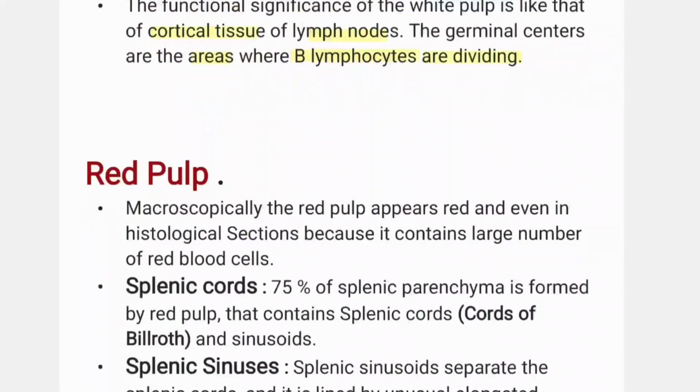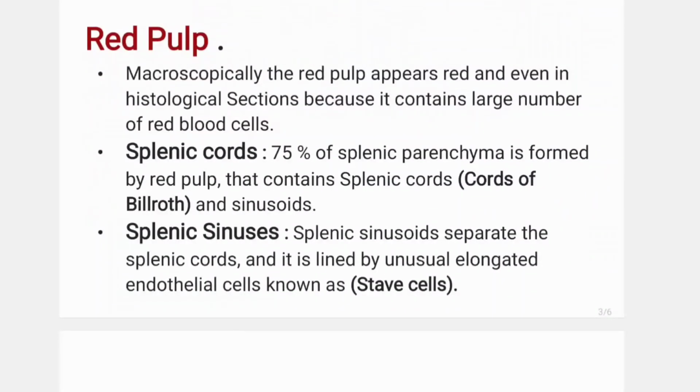So now we will study about the red pulp. Macroscopically the red pulp appears red, and even in the histological sections, because it contains a large number of red blood cells. What is the reason of the red pulp appearing red? The reason is the red blood cells. Splenic cords. 75% of the splenic parenchyma is formed by red pulp that contains splenic cords, which are also known as cords of Billroth, and sinusoids.